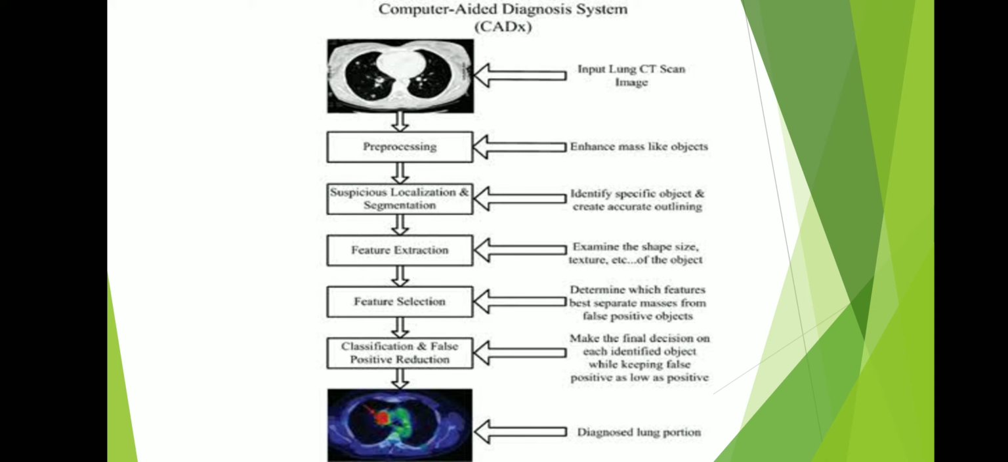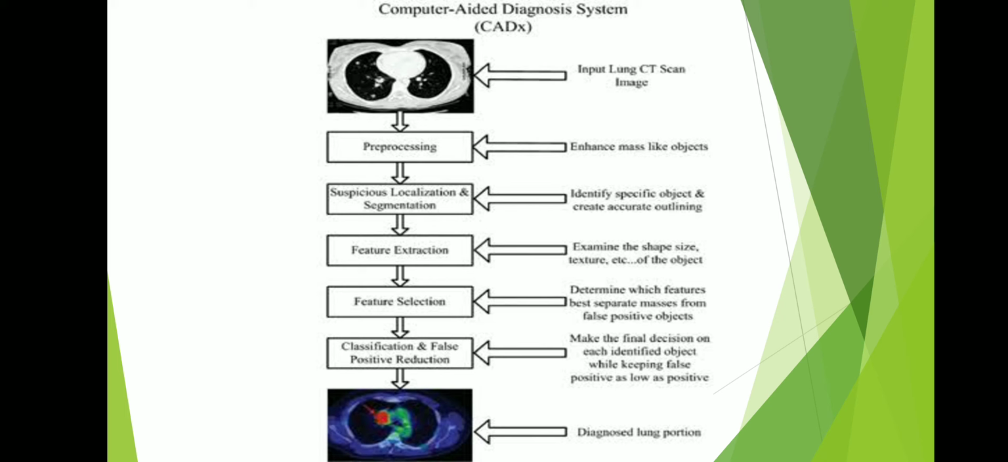So that is the feature selection part, which is also done by CAD-X, that is determining which features best separate masses from false positive objects. As I already told, there are chances that CAD-E sometimes detects false positive abnormal areas also. So the false positive areas will be finally excluded from this process, that is the feature selection process, which is performed by CAD-X.